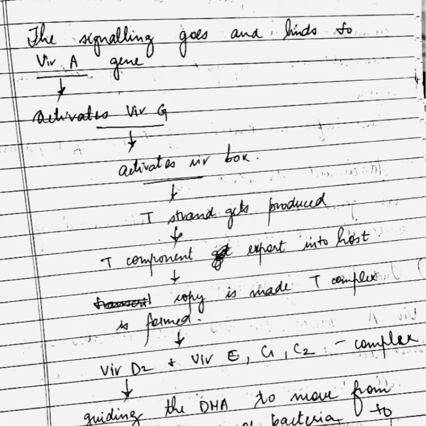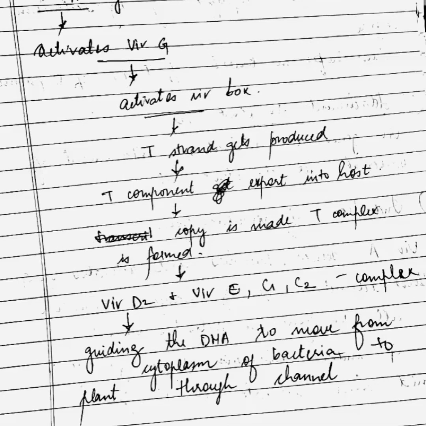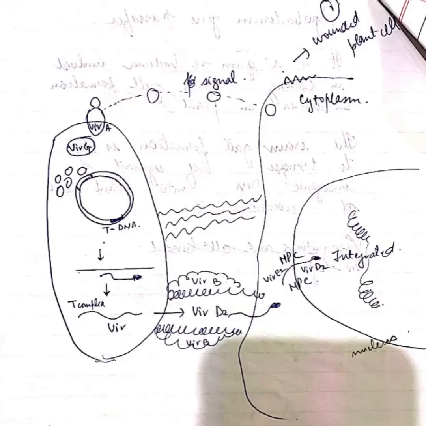The signaling molecule goes and binds to VirA, that activates VirG, that in turn activates the Vir box. Now the T strand gets produced and the T component is exported into the host. A copy of it is made and the T complex is formed. Now VirD2, VirE, VirC1 and VirC2 complex guides the DNA to move from the cytoplasm of the bacteria to the plant through a channel. Now let's study this process in detail.